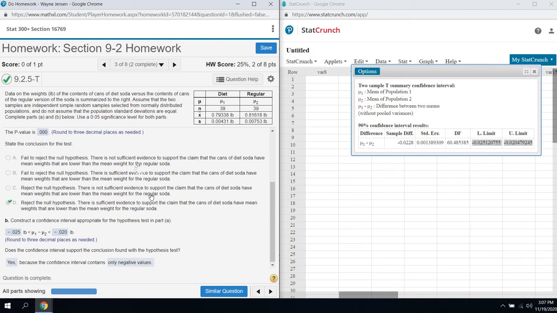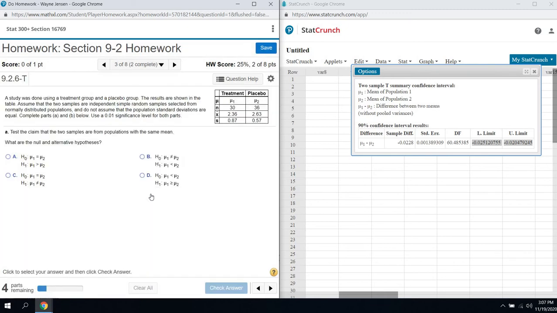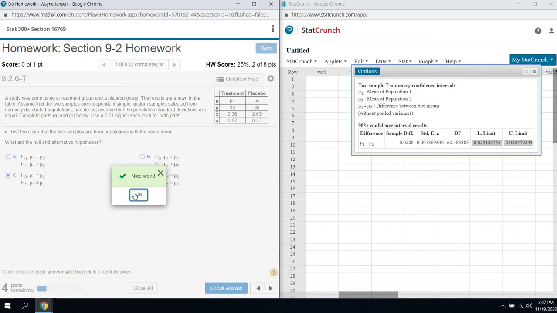So we'll do one more because my promise to you is that they're all going to be alike. Here we are in number 3. In number 3, we got a brand new set of data. This one is about a treatment group and a placebo group. And the claim is that the two samples are from populations with the same mean, that the mean of the treatment group is equal to the mean of the placebo group. If it's equal to, that means our null hypothesis and the claim are the same, so my alternative hypothesis will be the not equal to. So I'm looking for a not equal to alternative hypothesis. I just found it. And we say nice work, and we're moving forward.